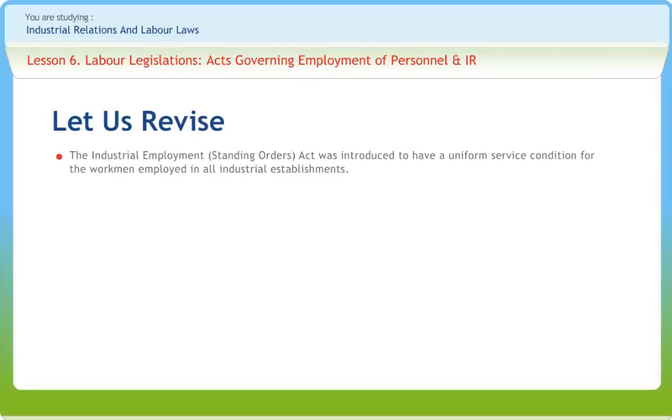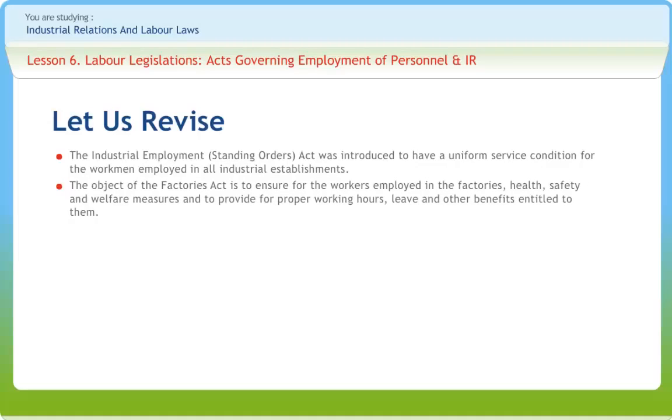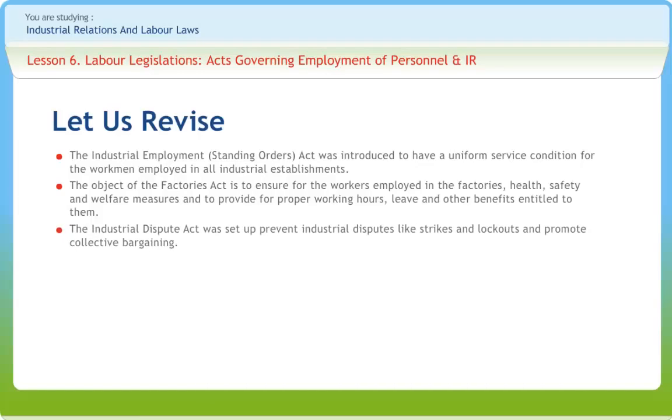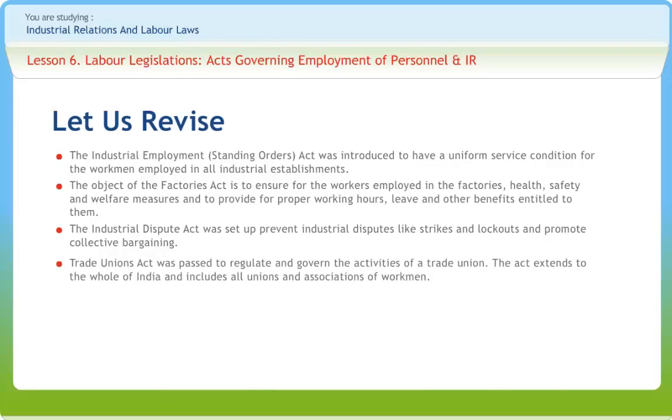The Industrial Employment Standing Orders Act was introduced to have a uniform service condition for the workmen employed in all industrial establishments. The object of the Factories Act is to ensure for the workers employed in the factories health, safety and welfare measures and to provide for proper working hours, leave and other benefits entitled to them. The Industrial Dispute Act was set up to prevent industrial disputes like strikes and lockouts and to promote collective bargaining. Trade Unions Act was passed to regulate and govern the activities of a trade union. The Act extends to the whole of India and includes all unions and associations of workmen.